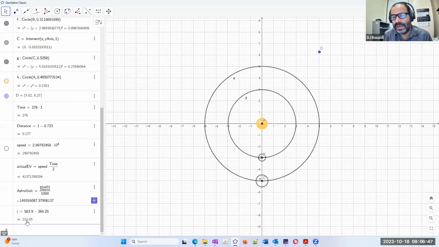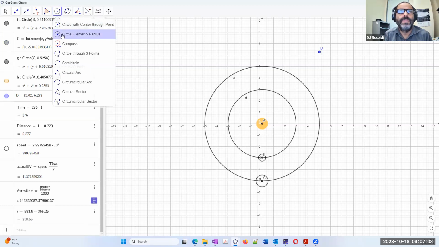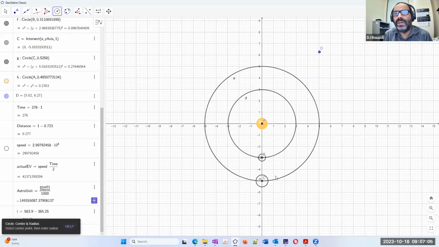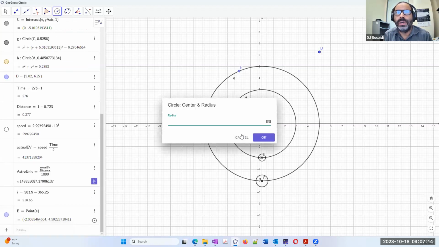219 divided by 30, that's going to be 7 months. So the Earth would have gone basically, okay, can I move this point? No, I can't. Anyway, I'm going to draw a new circle, okay? So the Earth would have gone 6 months plus something, 7 months, basically. So the Earth will be in this position here.